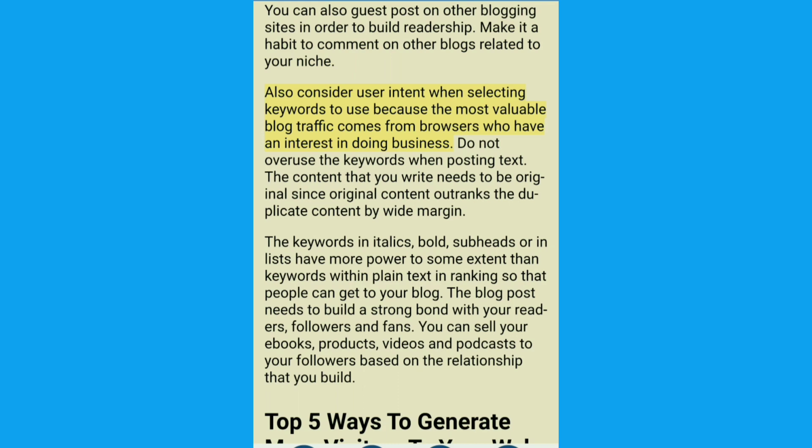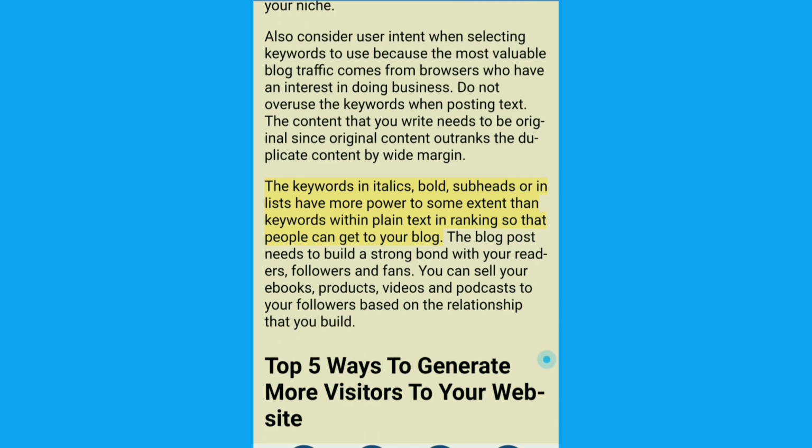The keywords in italics, bold, subheads or in lists have more power to some extent than keywords within plain text in ranking, so that people can get to your blog. The blog post needs to build a strong bond with your readers, followers and fans. You can sell your ebooks, products, videos and podcasts to your followers based on the relationship that you build.